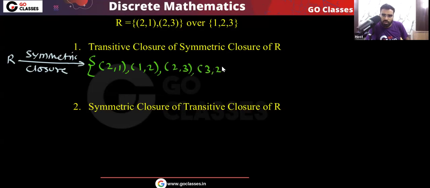Okay, so now what did we get? We got the symmetric closure. So for the relation R, first we found the symmetric closure. Now on top of that, we need to find the transitive closure. Means for this relation, we need to find the transitive closure. Okay, so let's see what the transitive closure will be.